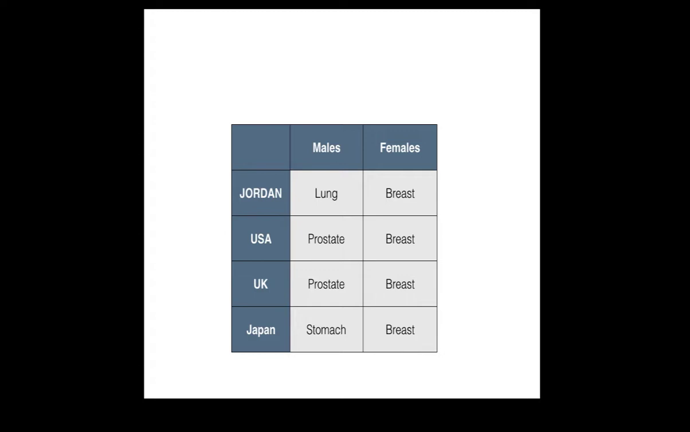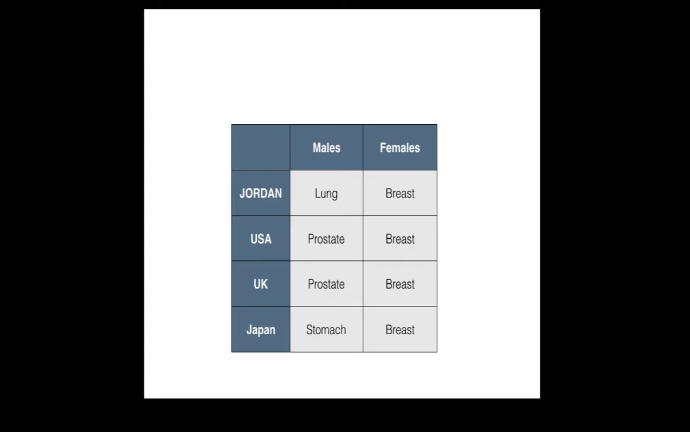In the males, in Jordan, lung cancer is the most common. Surely the cause is smoking. In Japan, stomach cancer is the most common, while in the USA and UK, prostate cancer is the commonest. So the incidence of cancer is not the same all over the world; it differs from country to country. Is this difference related to genetics or to environmental factors?